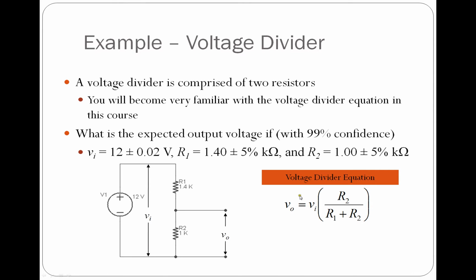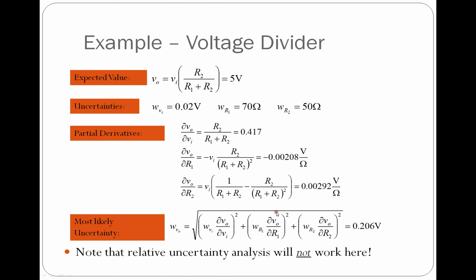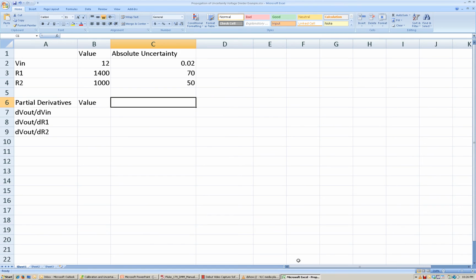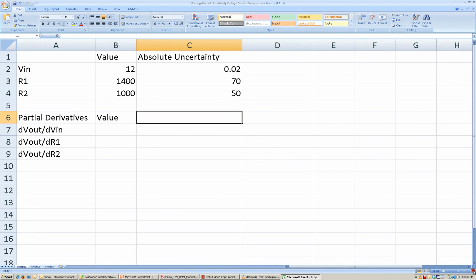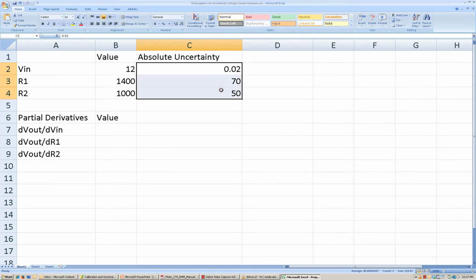Alright, so if we go back to our voltage divider example here, we find that I've already calculated those values out. So now what I'd like to do is show you a little trick that I use to keep track of all of this information. What I've done in this Excel spreadsheet here, and I'll blow it up to be a little bit larger, make sure we can see it all, is I have entered my nominal values for the input voltage, the resistor values, as well as the absolute uncertainties here. I applied a formula here. I multiplied my value by the 5% uncertainty in each of these to come up with the absolute uncertainty values.